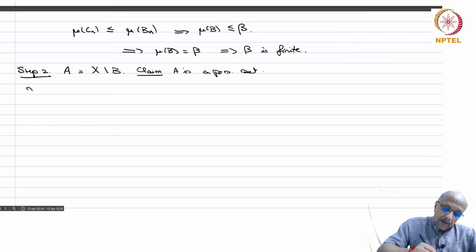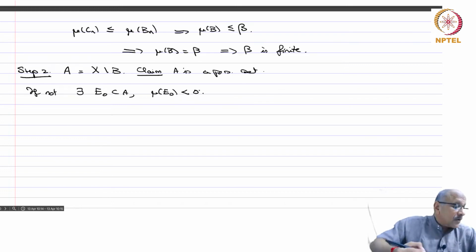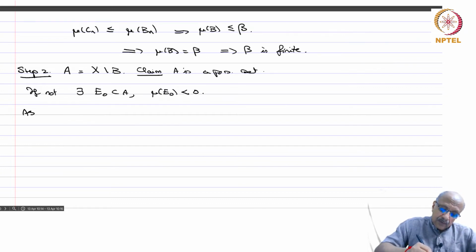If not, there exists an E naught contained in A, and mu of E naught is negative. That's how positivity will fail for the set. So assume, if possible, that E naught is a negative set.